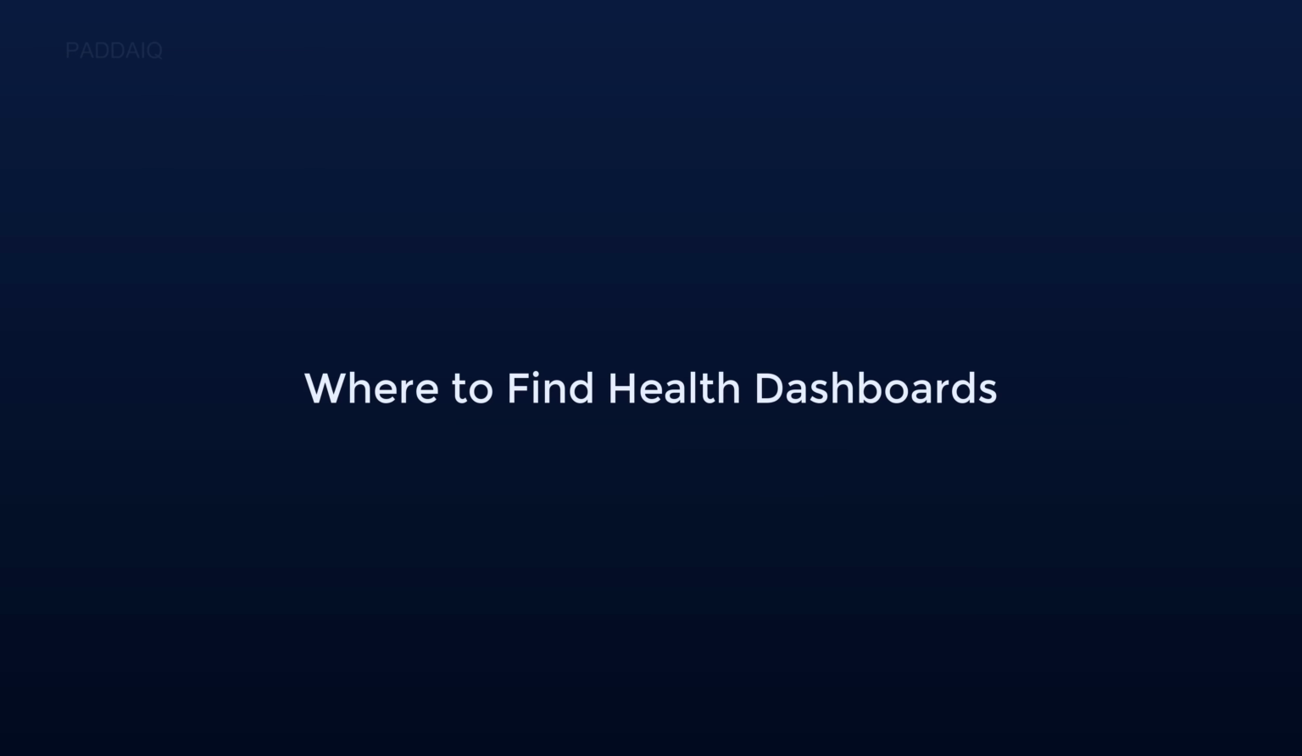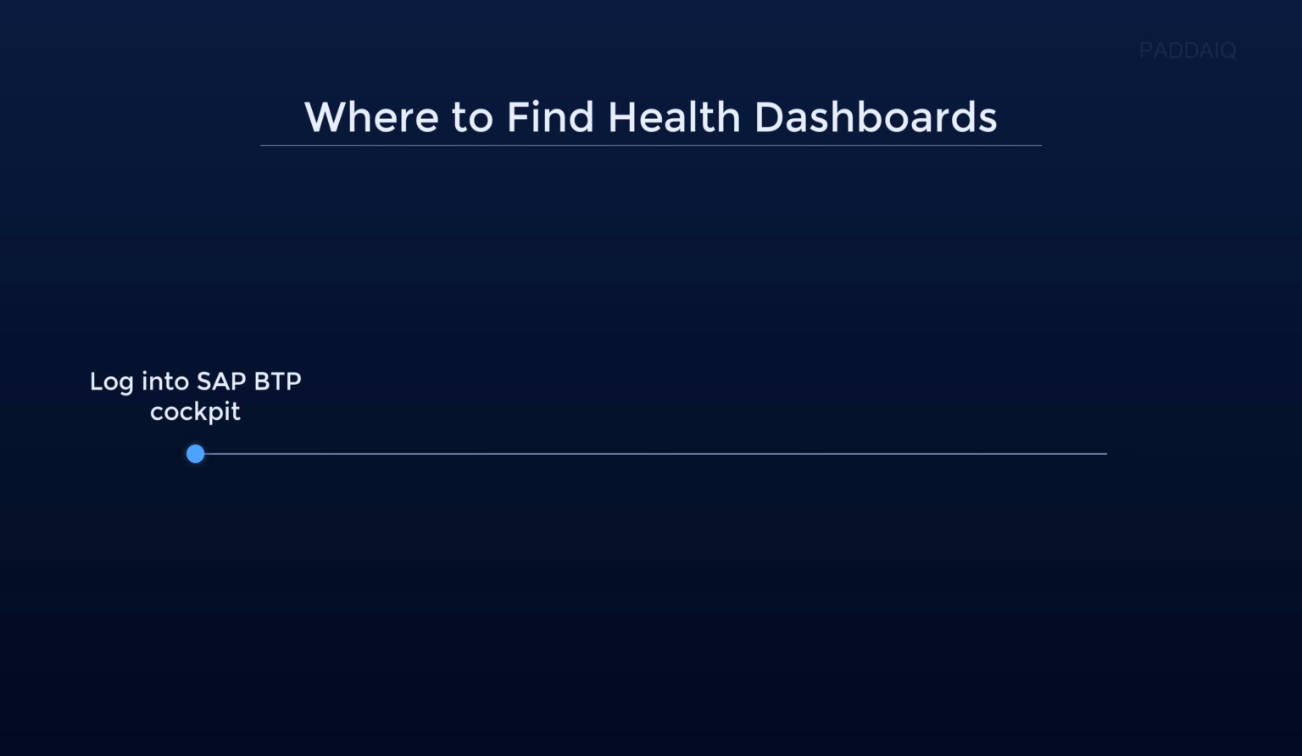Accessing your health dashboards. Log into SAP BTP cockpit. This is your main access point to view system health. For instance, if you are a developer checking your application's performance, you first log in here to see dashboards showing uptime and resource usage. This initial step is essential for monitoring your solutions effectively.